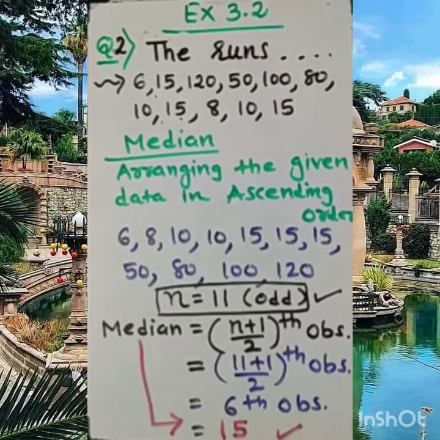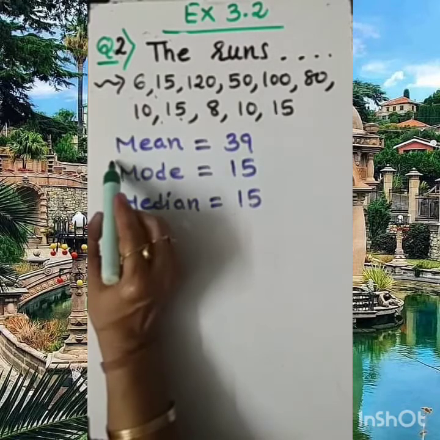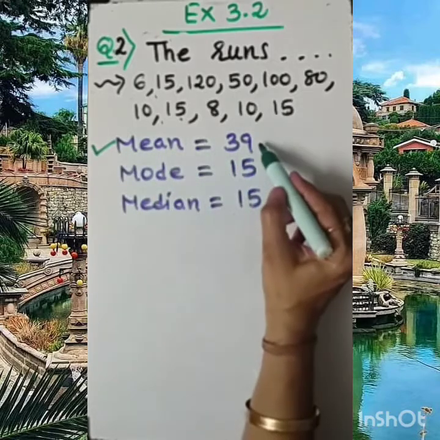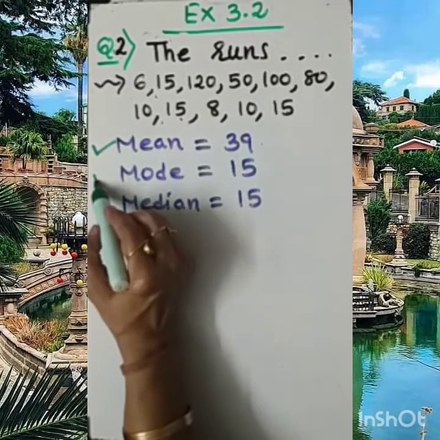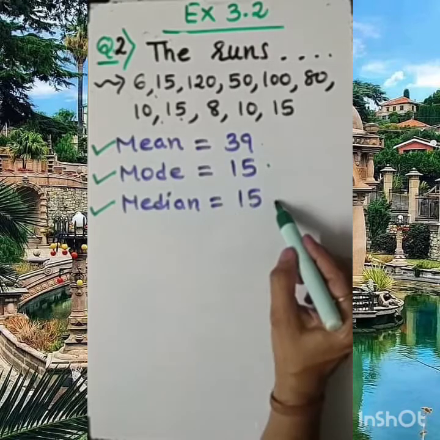Okay. So we have successfully found three things: mean, mode, and median of the given data. But there is an additional question. What is that? Let's reply to that also. The additional question: are they similar? For that, let's collect the given results. First of all, the mean we got is 39. The value of mode we got is 15, and the value of median is again 15.